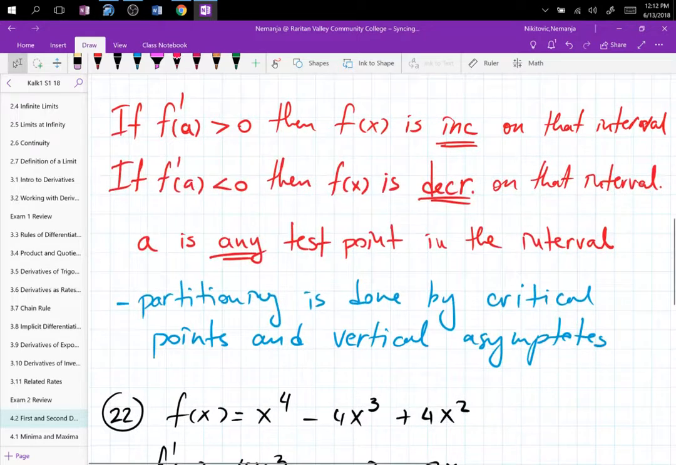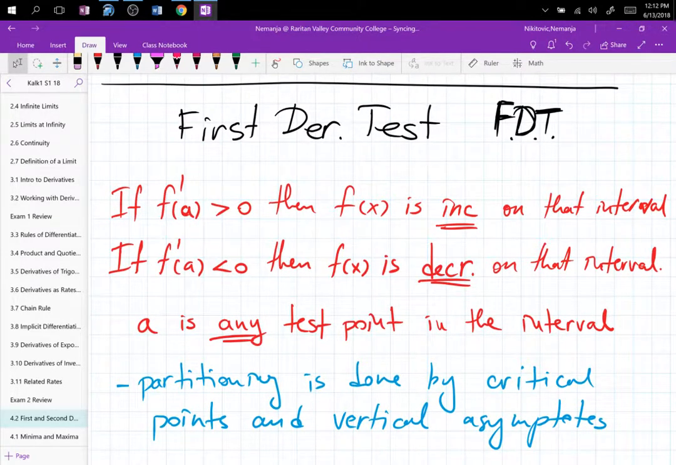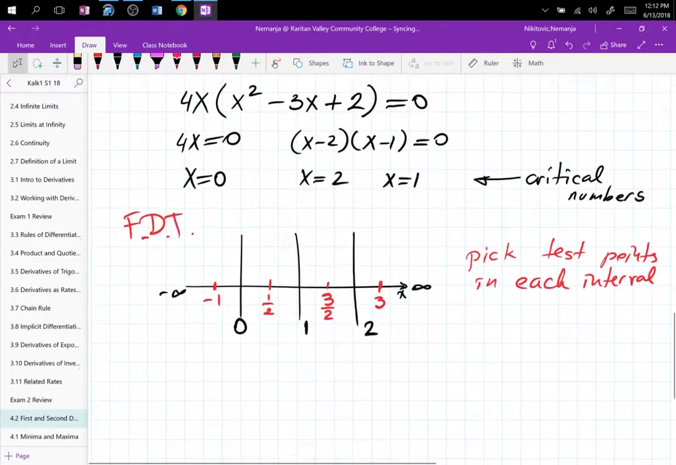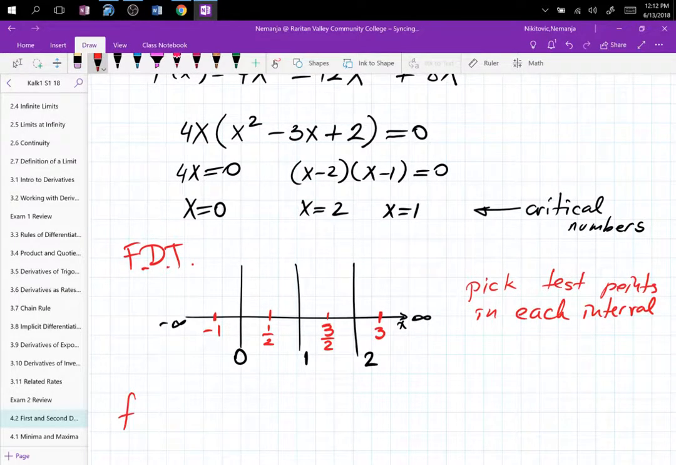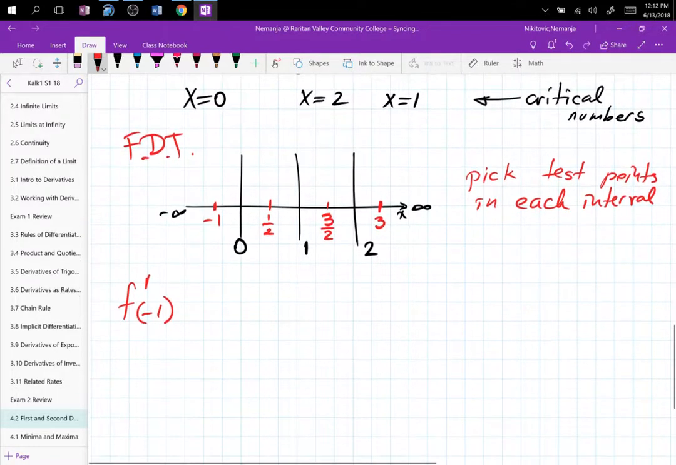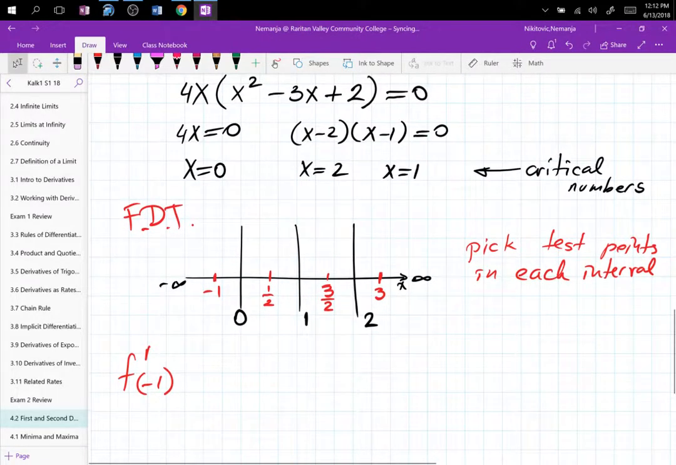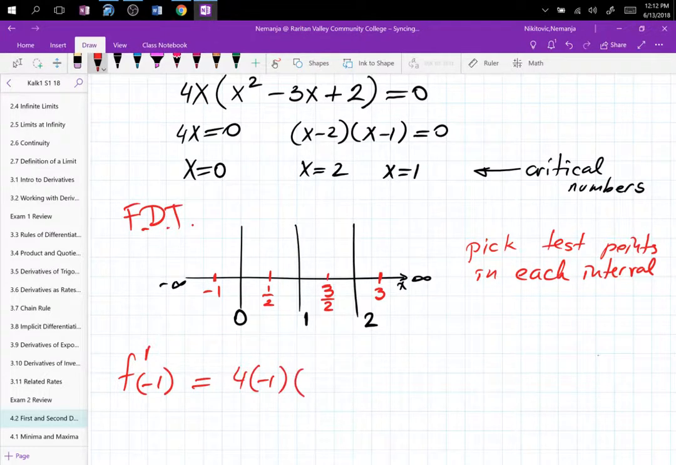Now, what I said here is, look, if the derivative computed at the point is positive, the function is increasing. If it's negative, then the function is decreasing. So my job now is to use the derivative and compute these test points. So I need to compute f prime of -1. So that's going to be, I'm using the derivative, 4 times -1 times (-1 squared minus 3 times -1 plus 2).